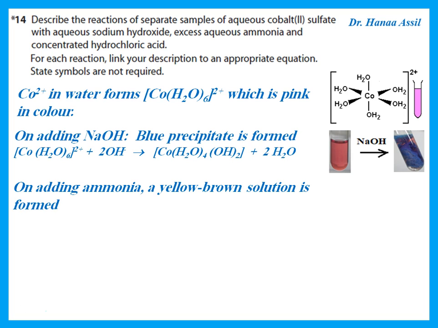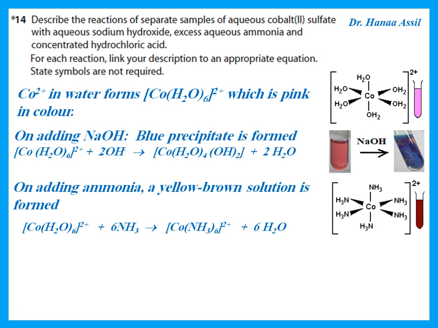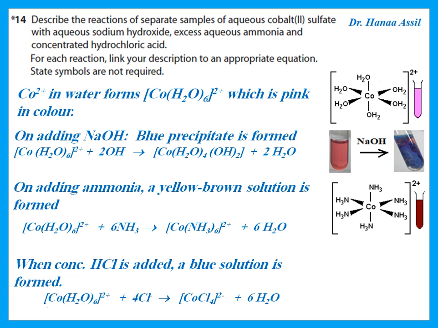And then if we add ammonia to the cobalt water solution, this forms a yellowish brown solution, or a yellow solution, of the cobalt ammonia complex. So we're again replacing the 6 water ligands with 6 ammonia. So this is again a ligand substitution reaction. This forms the cobalt ammonia complex. It is a yellowish brown solution.